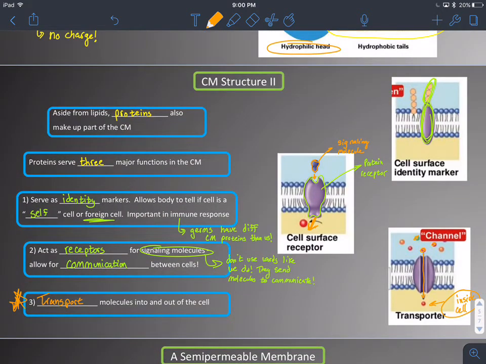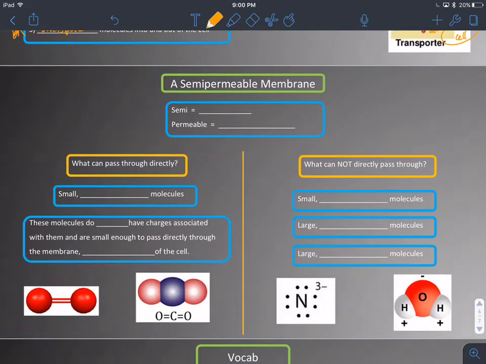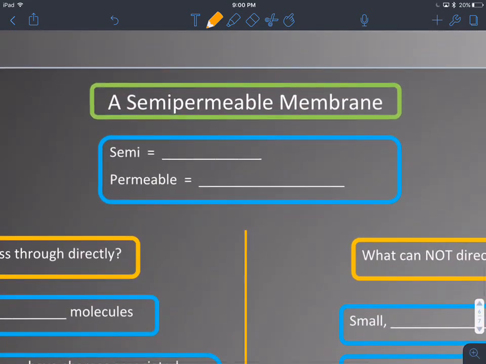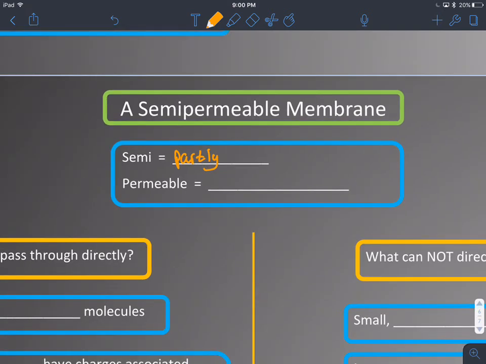And I want to highlight that this whole slide is about proteins, just as the previous slide was about lipids, because those are the two main constituents of the cell membrane. All right, and this last idea that I want you to understand is the concept of something that is semi-permeable. Semi means partly, so not completely, just a small amount. Permeable means to pass through.